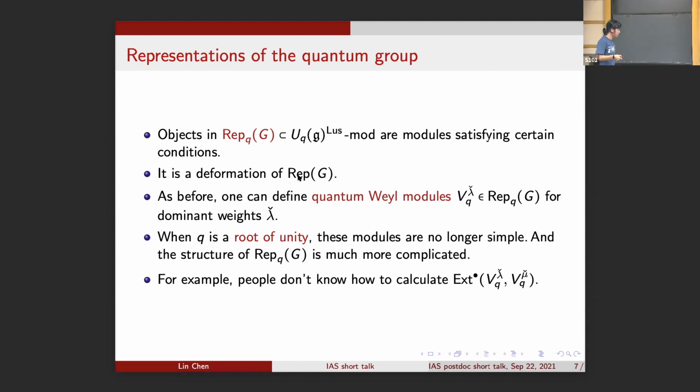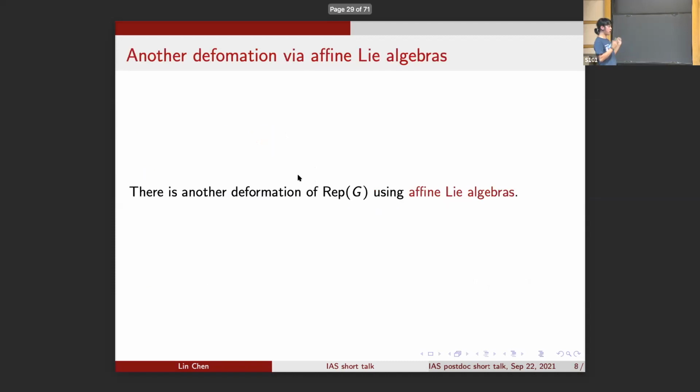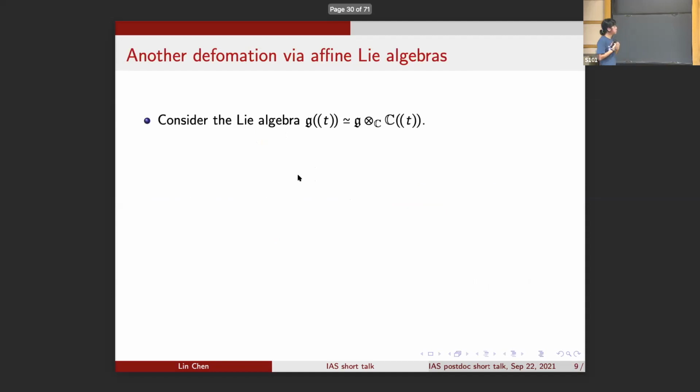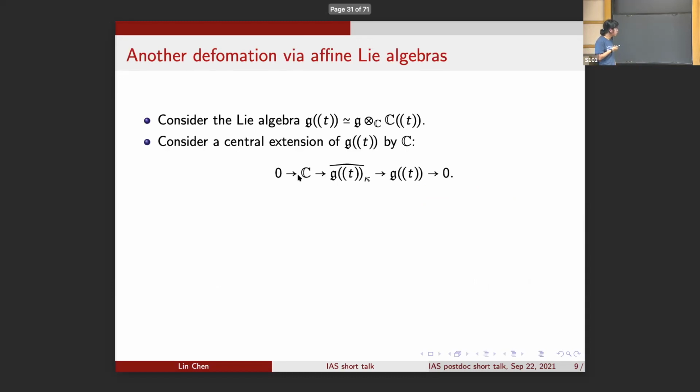Okay, so people don't know how to calculate these things, but sometimes in math, we can use one unknown to explain another unknown. And I'm about to tell you another deformation of this RepG, this time using affine algebras. So you consider this tensor product. You just change your coefficient field from C to the field of Laurent series. So it's the so-called loop Lie algebra. And you consider a central extension of this loop Lie algebra by C. By central, I mean this C is in the center of the Lie algebra. It means the Lie bracket of elements in it with any other element is 0.